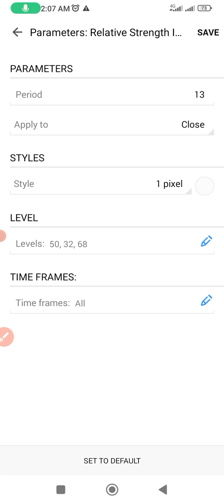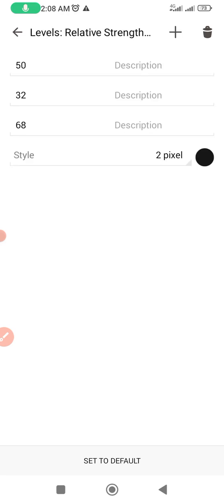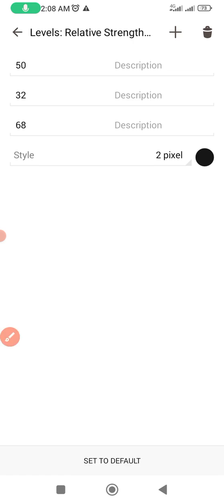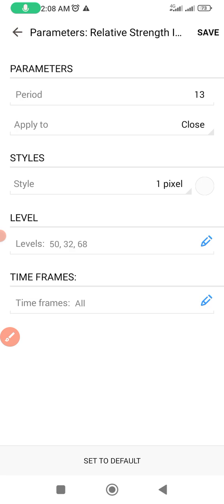Then here we are, the TDI comprises of moving average 13 applied to close. The pixel is 1, and then you change the color to your screen background. Then you come to the levels. If you don't know how to create this, you need to edit. Click on this to add more, and as well you can edit. Then you go back and then you save.